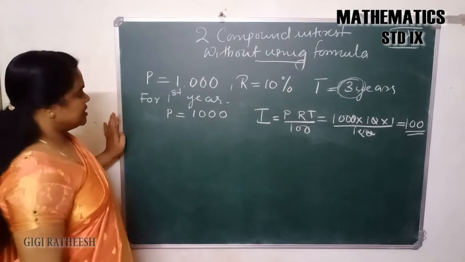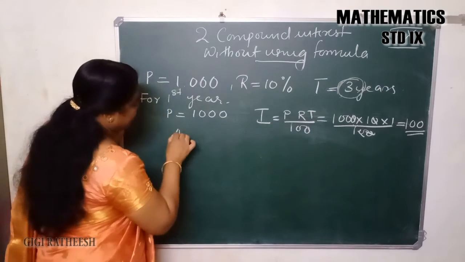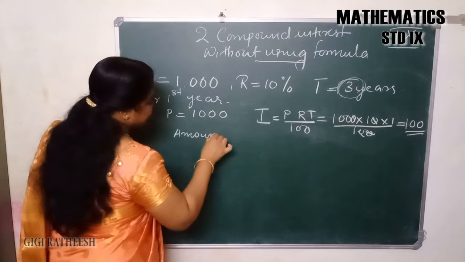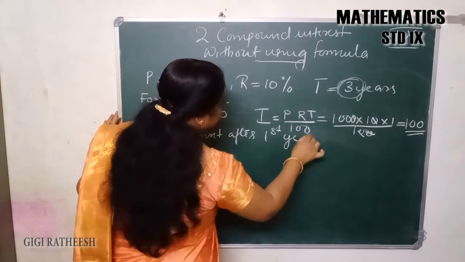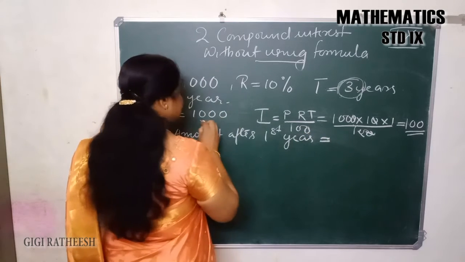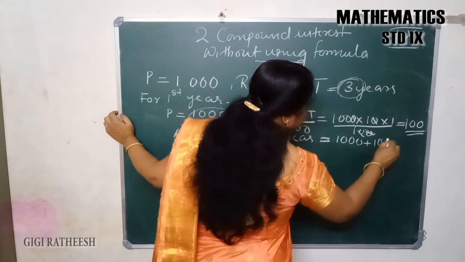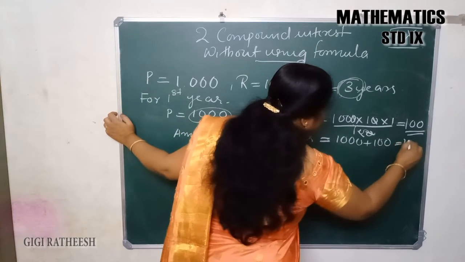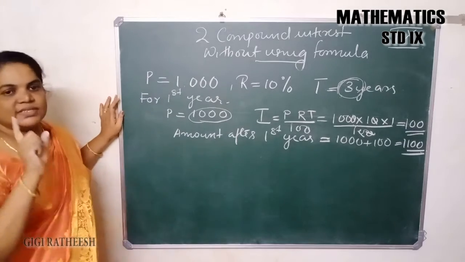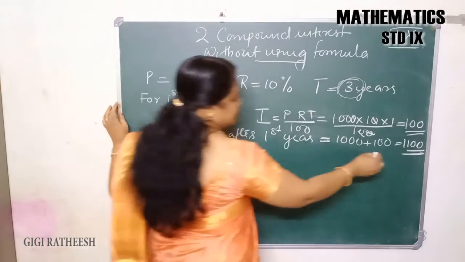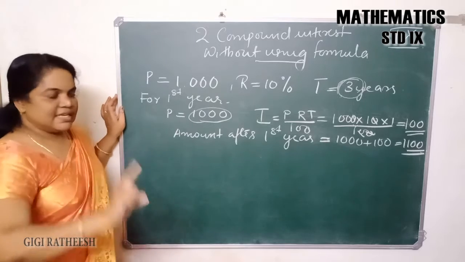And what is the amount after the first year? The amount after the first year is equal to this principal 1000 plus 100, that is 1100. This 1100 is the principal for the second year. Just listen here, 1100 is the principal for the second year.